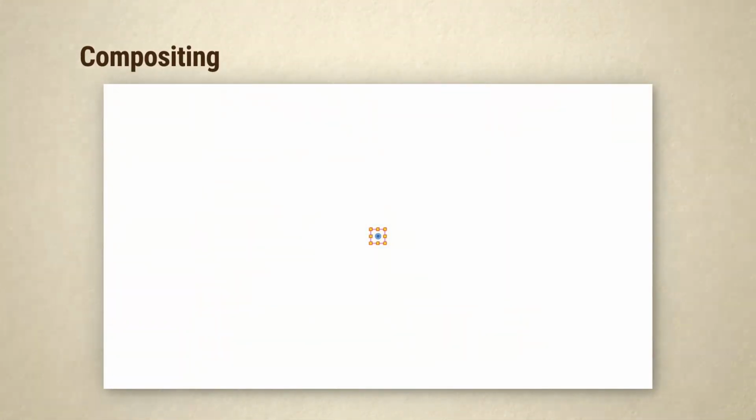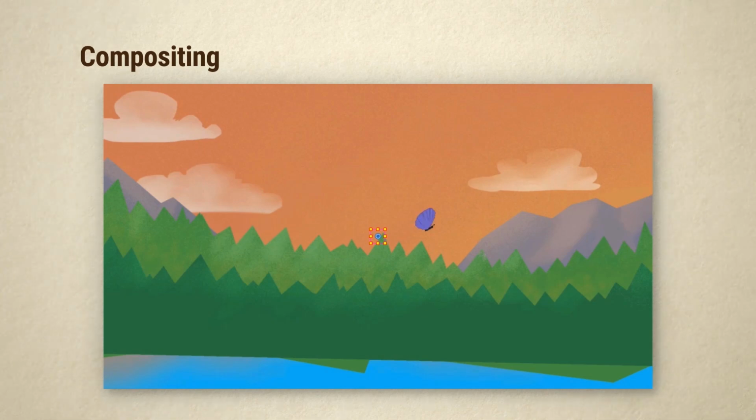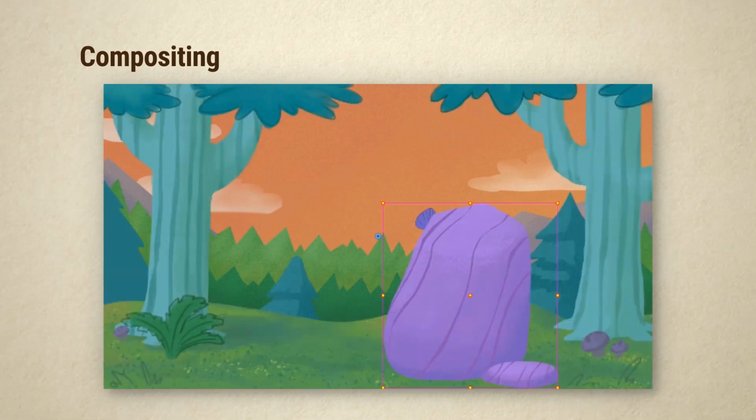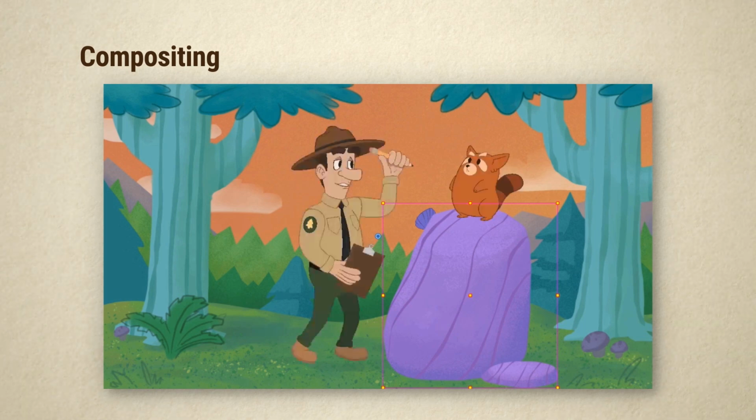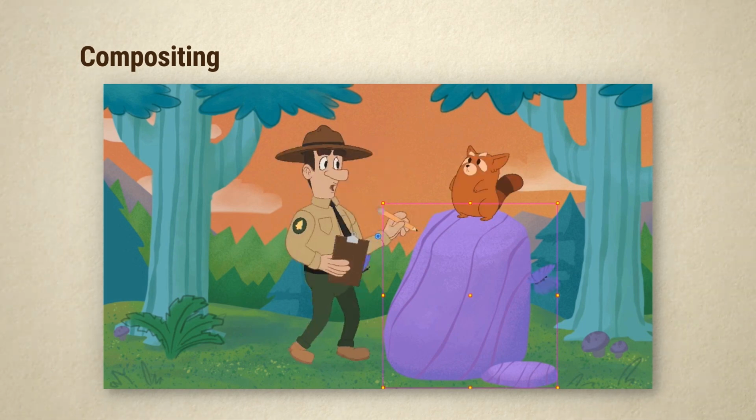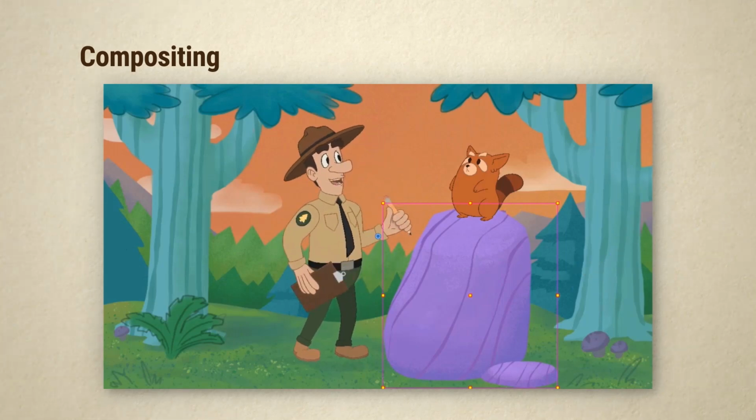Compositing is the process of putting all the individual pieces of a scene together to create the final visual output. So you might have a background, multiple characters, and some scenery, all being worked on separately. Compositing is how all those pieces get put together into a single scene.